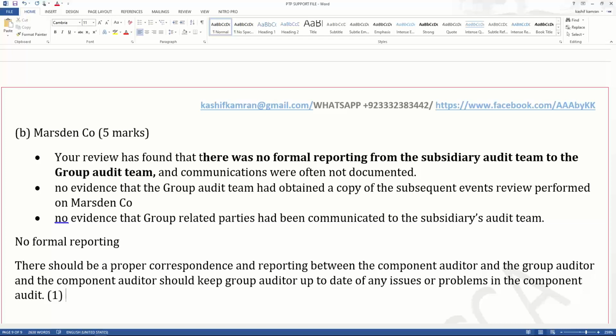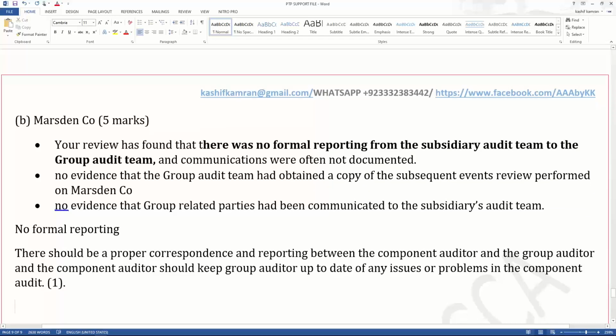You're telling your review has found there was no formal reporting. So you're telling the examiner there should be proper reporting, a proper correspondence between them, full stop. And then after the action, you come to the issue. So you have different ways of writing an answer. Sometimes you start with the action first and the issue after. So the question was saying your review has found there was no formal reporting. So you started with the action first and now you come to the issue.